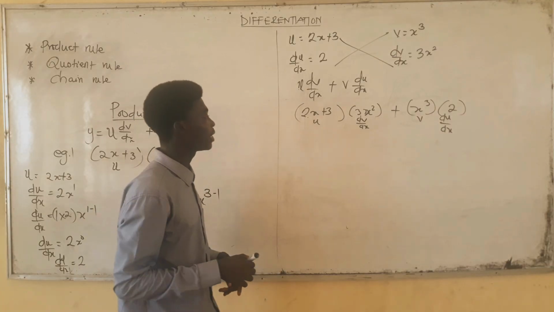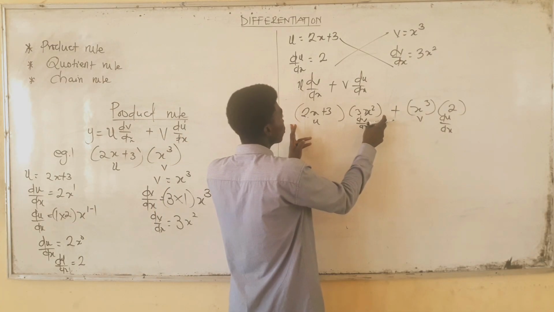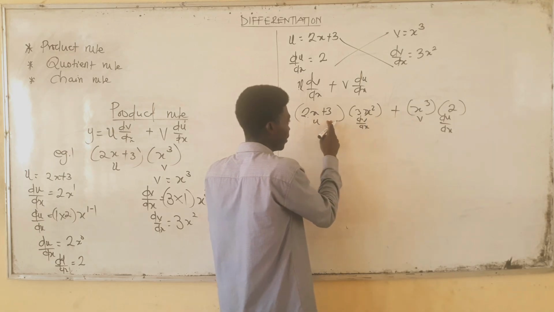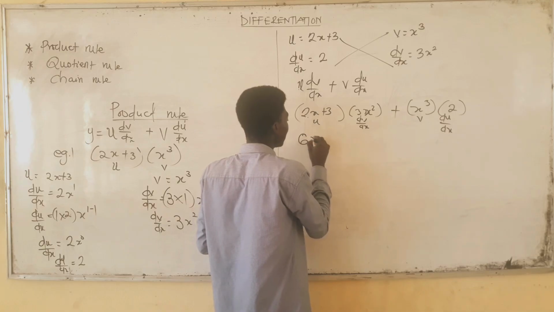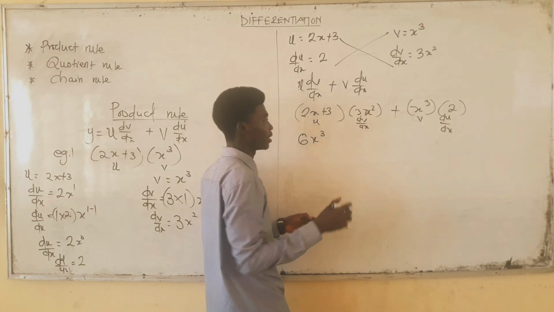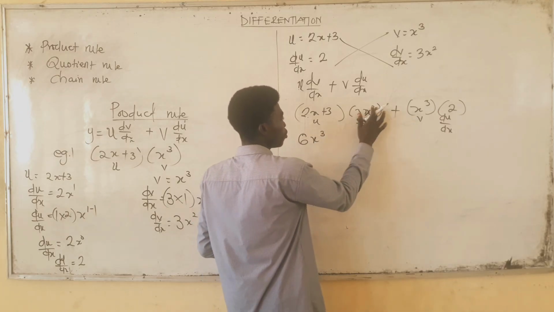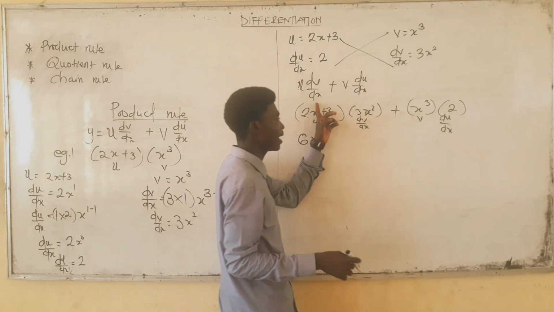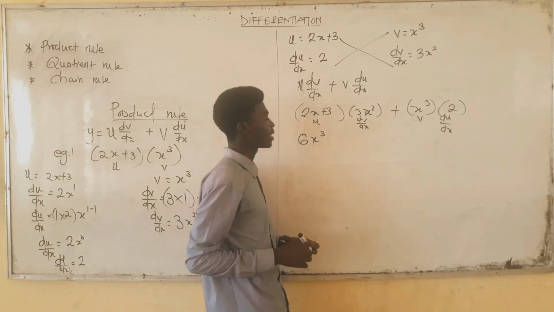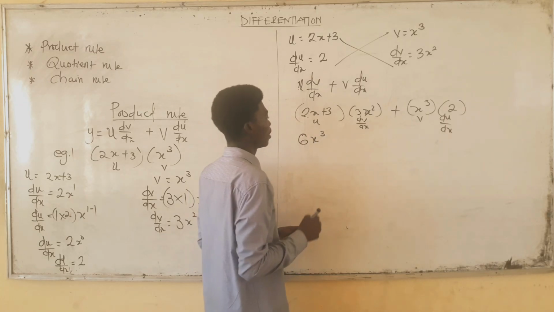So from this we can break it down. We have 3x squared multiplying 2x plus 3. If you multiply 3x squared by 2x, we are getting what? 6x raised to the power 3. So we have x raised to the power 2 and x raised to the power 1. When you are multiplying, you add the exponents, and we are getting 6x raised to the power 3.